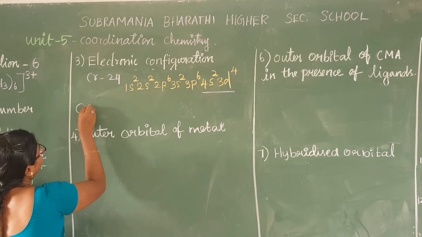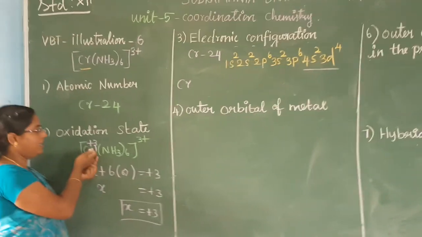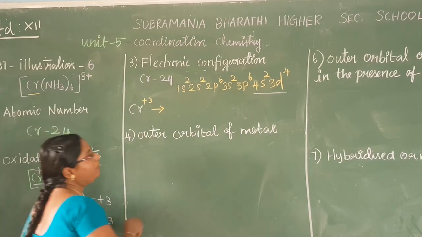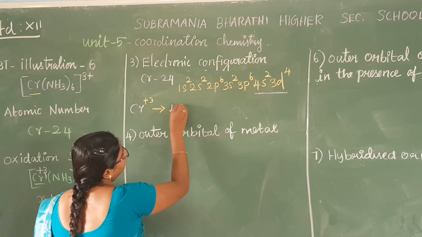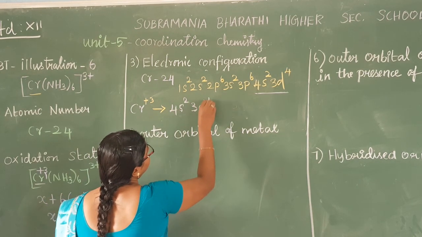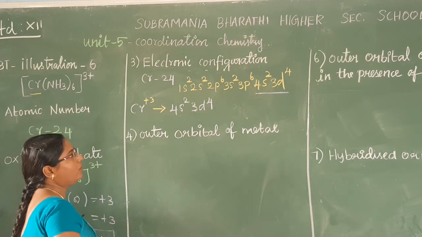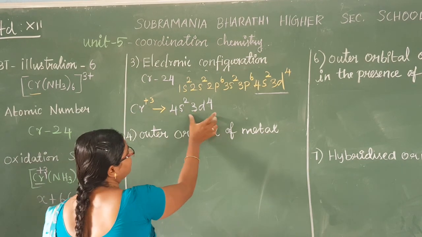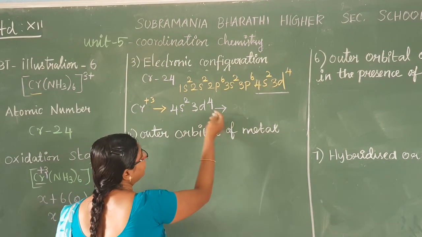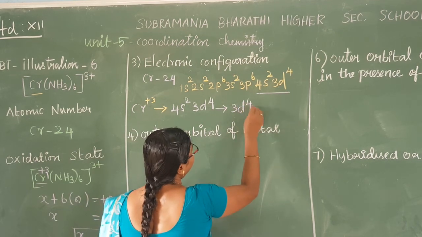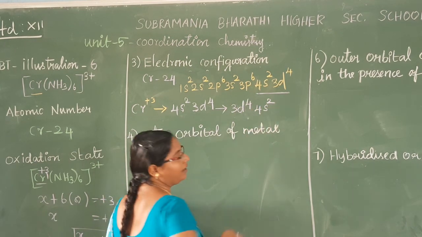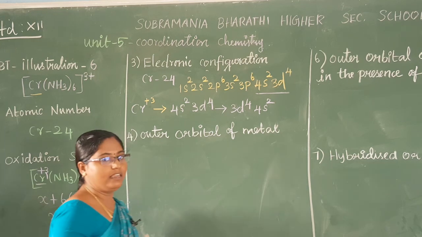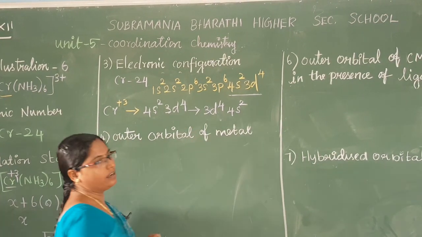I am taking chromium in which oxidation state? Plus 3 oxidation state. I am taking the outer electronic configuration 4s2, 3d4. If it is +3, I need to remove 3 electrons from here. To remove the electrons, I am rearranging this as 3d4 and 4s2. Why I am writing like this: removing an electron from the s orbital is very easy when compared to the d orbital. So I am writing like this.